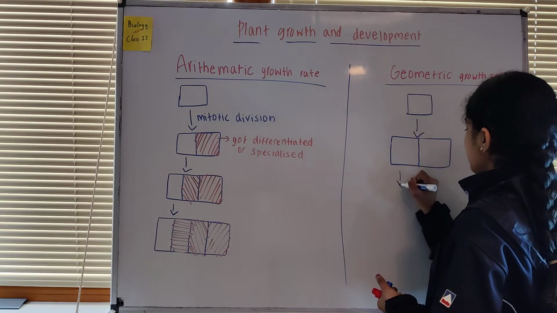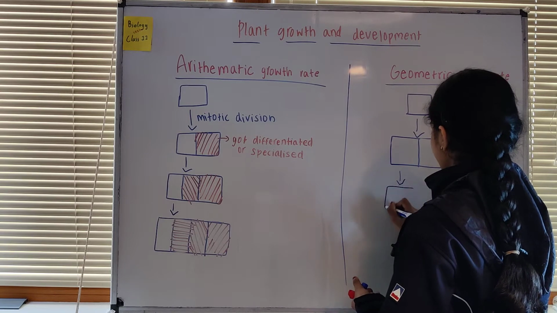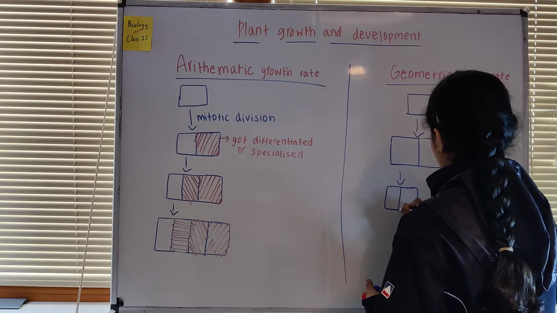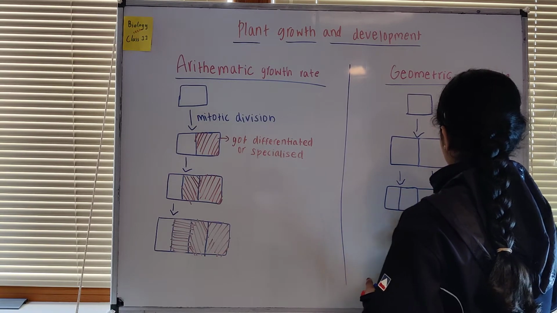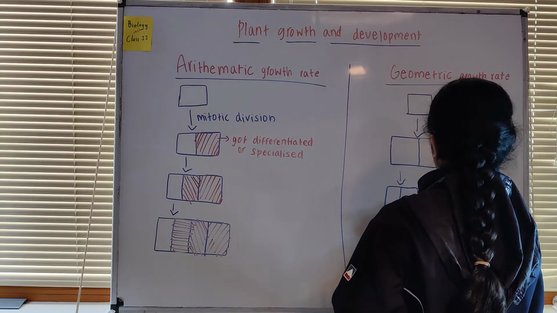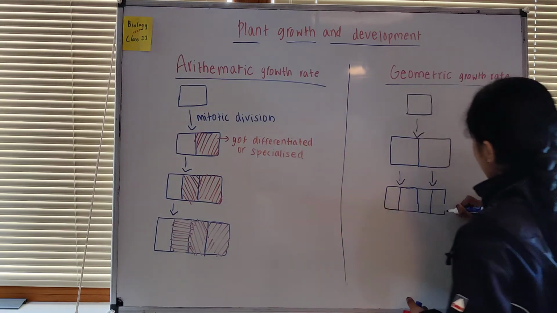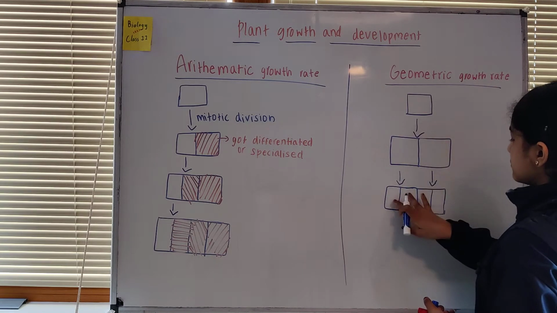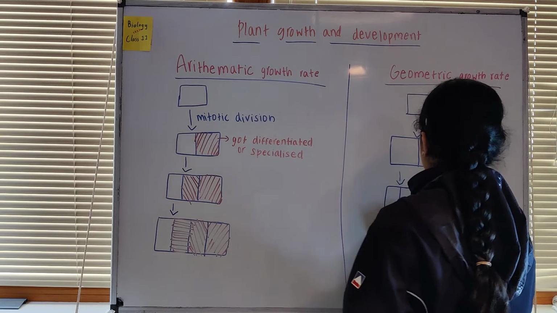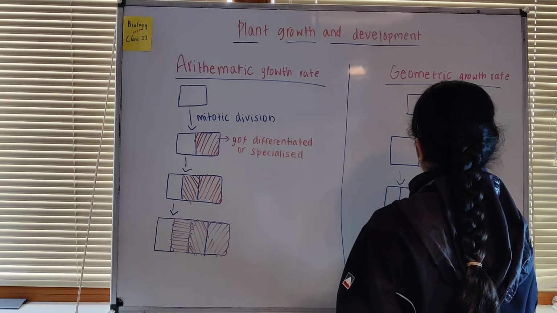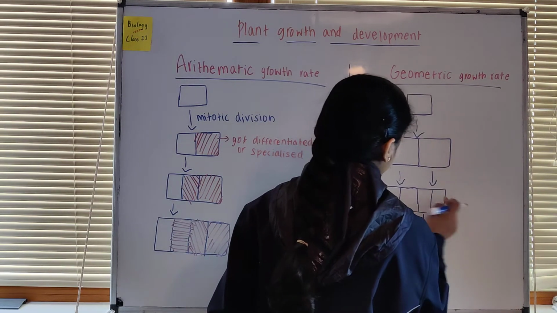So this cell is going to divide into two daughter cells, and this cell is also going to divide into two daughter cells. In this manner, this cell gave rise to two daughter cells, and this cell also gave rise to two daughter cells. Now each cell again divides. Now there are four cells.